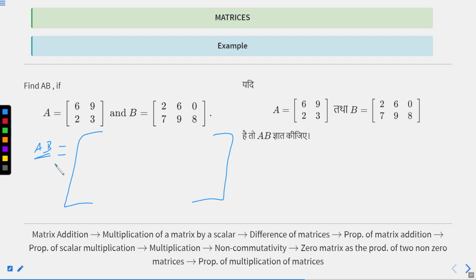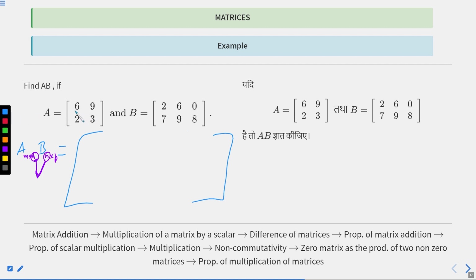First of all, in order to define the multiplication of matrices, you must have some order of A, say suppose m by n. Then if you are going to write this B, this B must have how many rows? This n much. So n times something. This means the number of rows in B must be the same as the number of columns in A. Then only you can define your product.